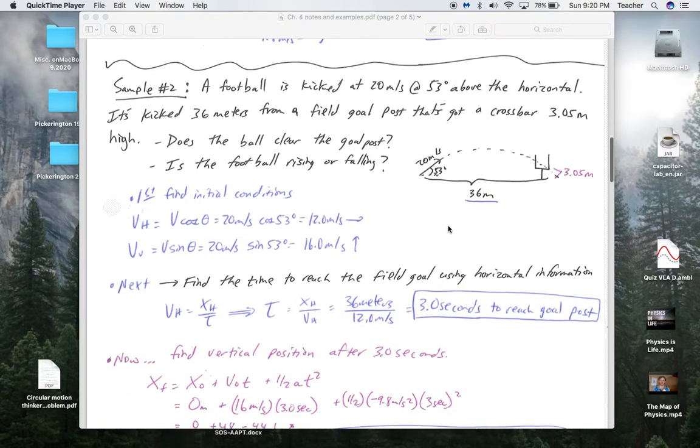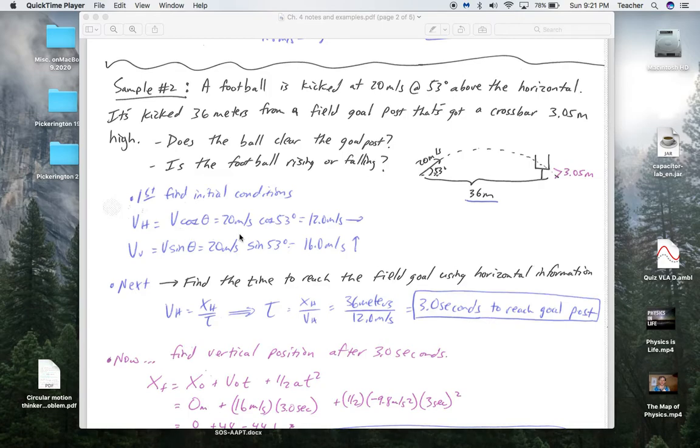So example number 2: if I have a football kicked at 20 meters per second at 53 degrees above the horizontal, so let's say Tanner's kicking his football, it's kicked 36 meters from a field goal post, and the crossbar is about 3.05 meters, or about 10 feet, above the ground. Does the ball clear the goalpost, and is it rising or falling if it clears the goalpost? Obviously, if it doesn't clear the goalpost, it's going to be falling.